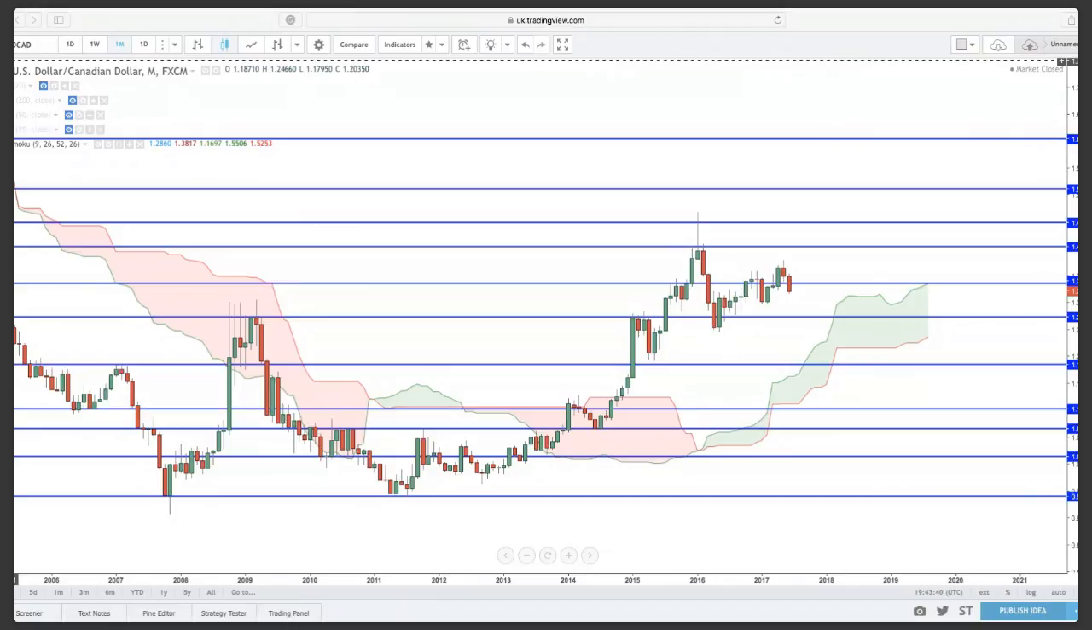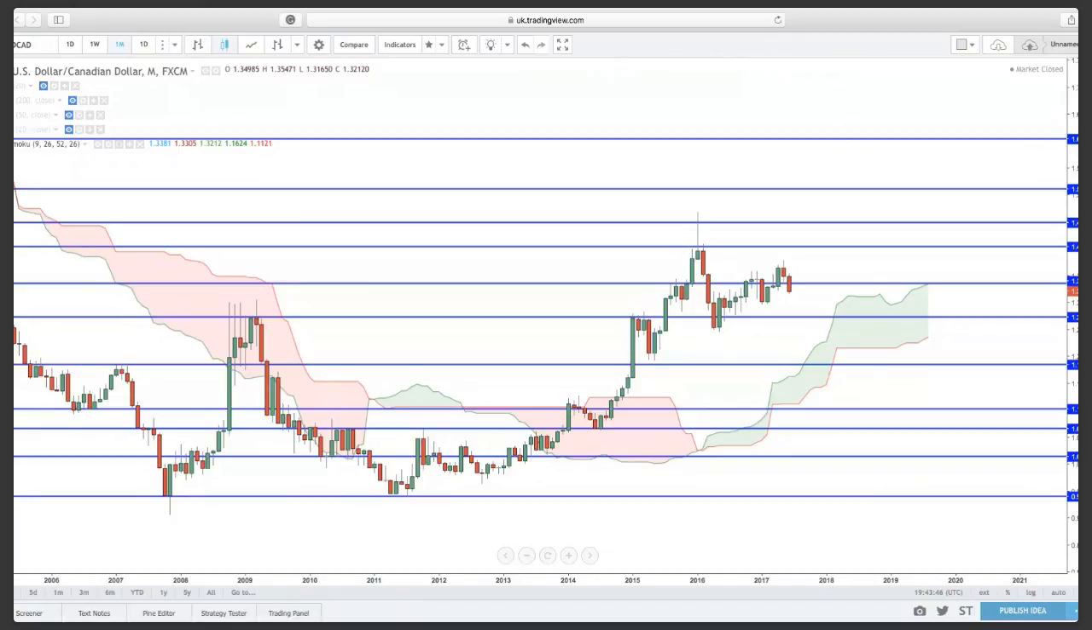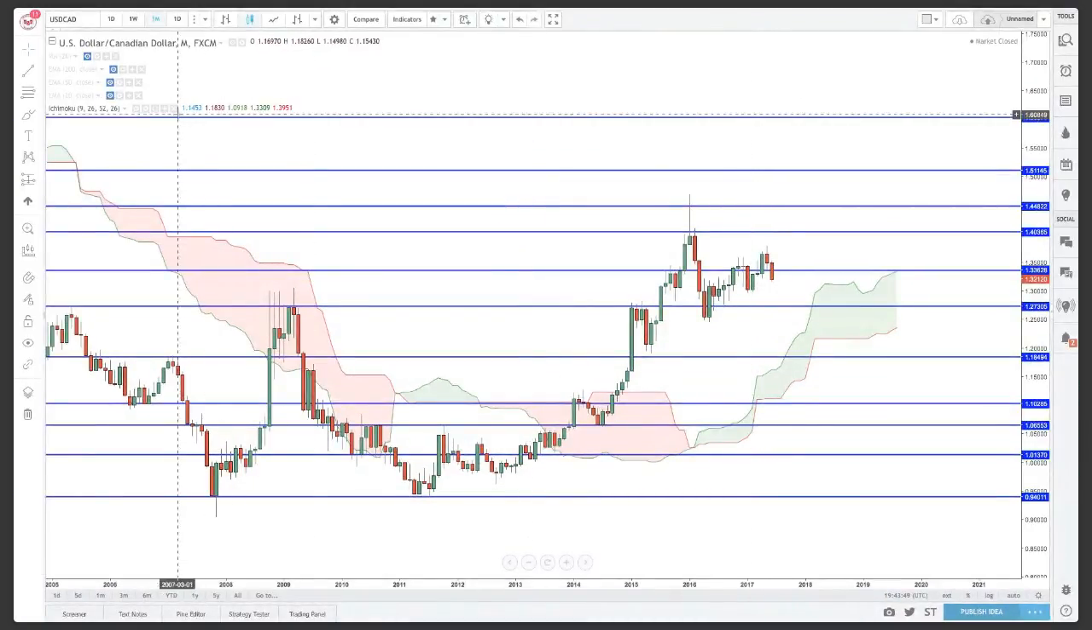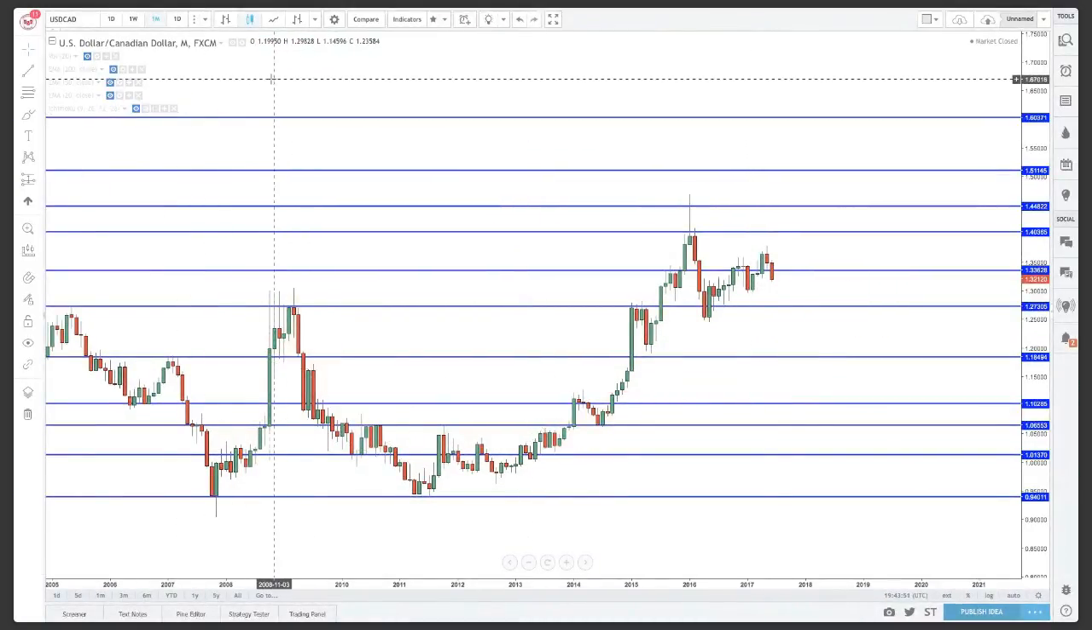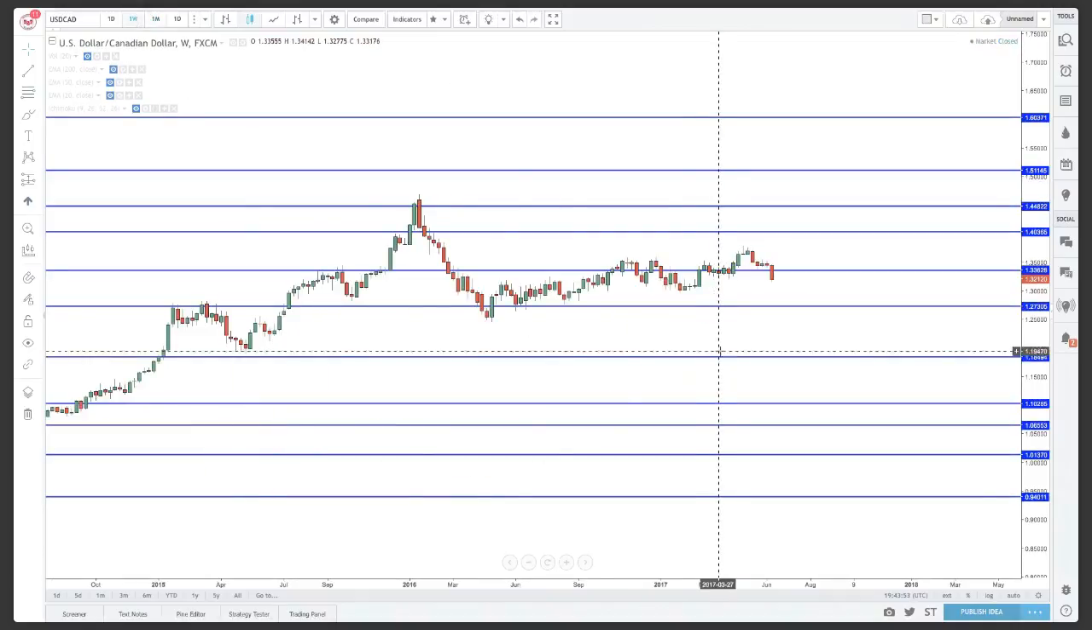Okay, so I hope that's cleared up the questions there, and we're now going to move on to the weekly time frame. So if you grab your top-down analysis checklist again, I'm just going to hide the Ichimoku cloud as we now go down to the weekly time frame.